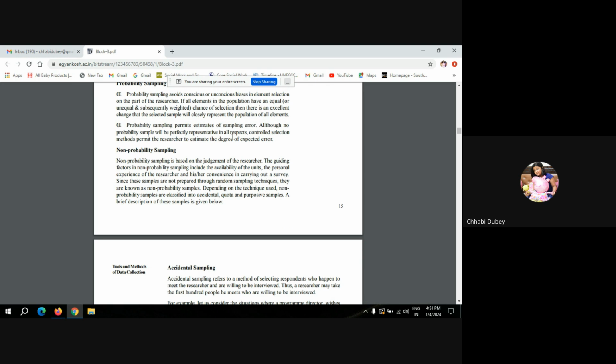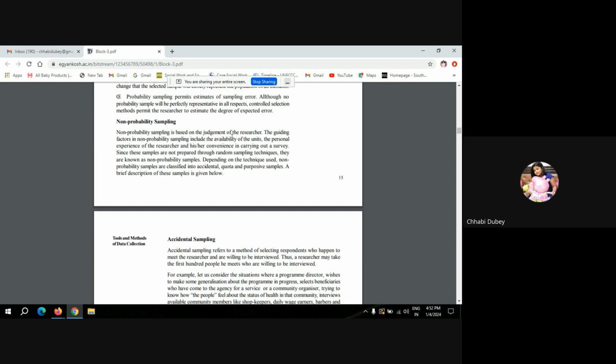Now, since these samples are not prepared through random sampling techniques, generally they are known as non-probability samples. And non-probability samples are generally classified into accidental samples, quota samples, and purposive samples. Now, what is accidental sampling?